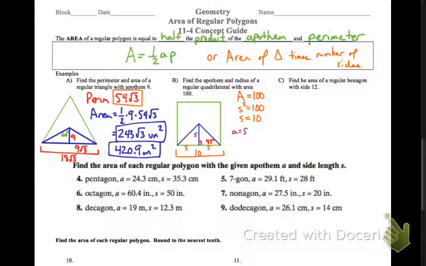All right, so now what will be the radius then? The radius is going to be the hypotenuse of this 45, 45, 90 triangle. So the radius is 5 square root of 2. All right, so we worked our way backwards on that one.